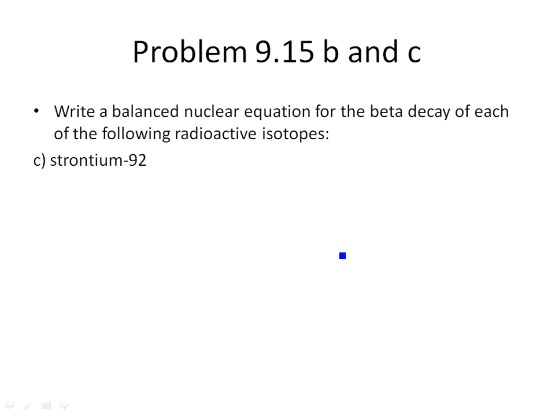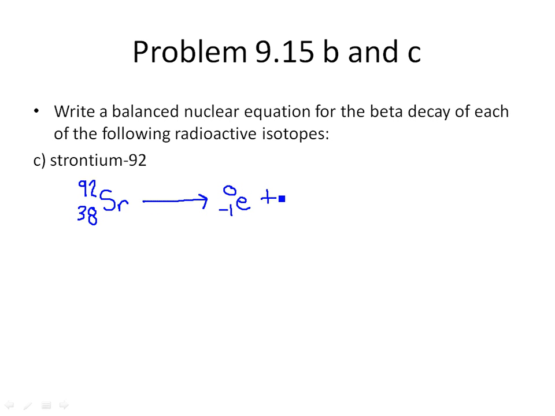Okay, same idea for strontium-92. 92 is the mass number, so it's the number that goes up top, or the superscript. And if you find strontium on the periodic table, you will see that its atomic number is 38. Okay, and we also have beta decay. We're trying to find what isotope is going to be produced.